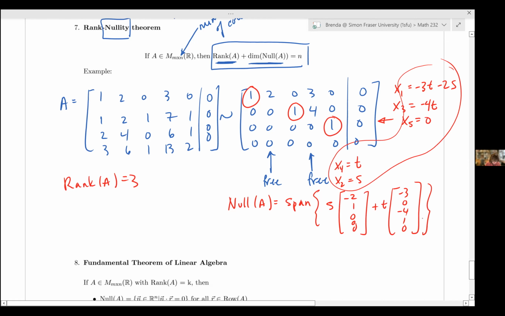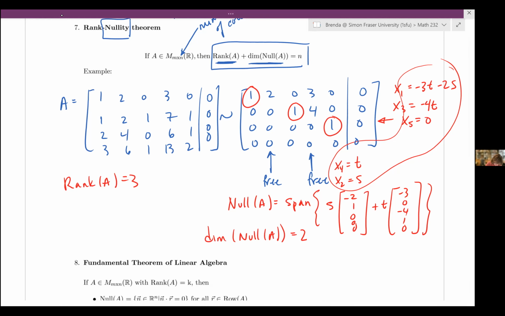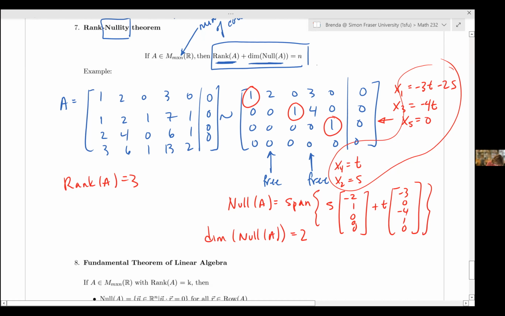Okay, so you can see here that the dimension of the null space is 2. Dimension of the null space of A is equal to 2. Okay, and then we've got that n is equal to... what is n? The number of columns. So let us get a statement of that. In this example, n is equal to 5. There are 5 columns. So I can see that 3 plus 2 is equal to 5. The rank of A plus the dimension of the null space is equal to the number of columns. That's an example of the rank-nullity theorem.